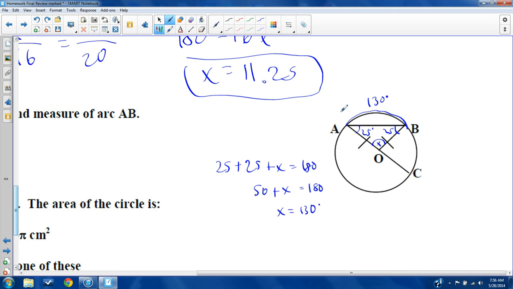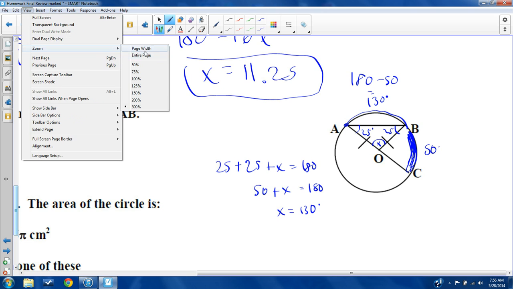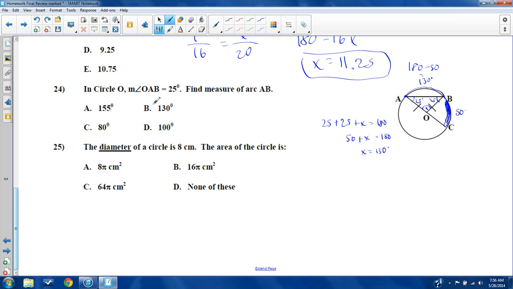The other way I could have solved this problem was that A is 25 degrees. Here A is an inscribed angle. Here's A's intercepted arc right here, BC. BC is twice the measure of A, so it's 50, 25 times 2. Now this is a semicircle, which is 180 degrees, so this is 180 minus 50, which is 130. So it's the same thing both ways. You get 130 either way. Let's zoom back out, and let's look at which answer that is. 130 degrees. Those are two different ways to do that.